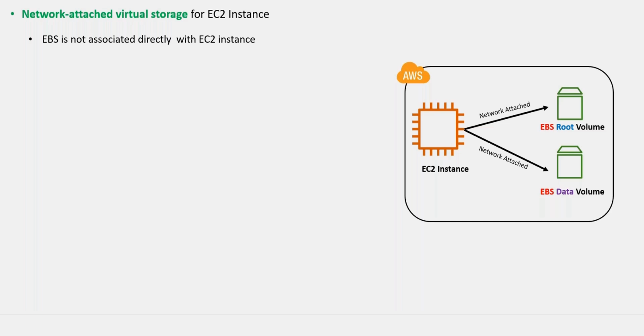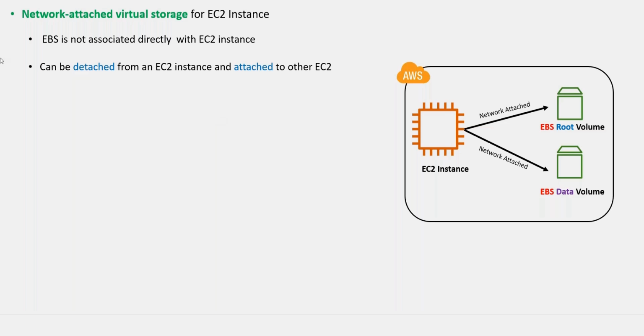EBS is not associated directly with EC2, rather it is attached through the wire. That is the reason you can detach it from a server and attach it to another server. Like Khan has an external hard disk. He can attach it to his laptop or detach it, and you can give it to Jahid, and Jahid can attach and detach it also. So it is very much a plug and play facility.